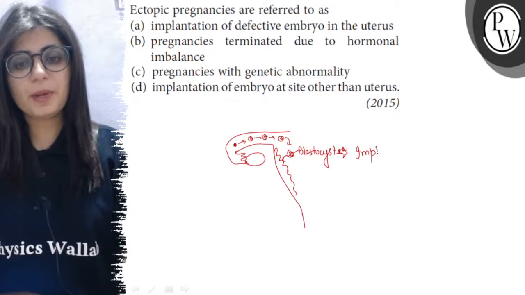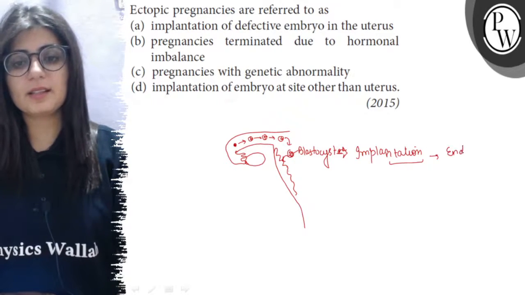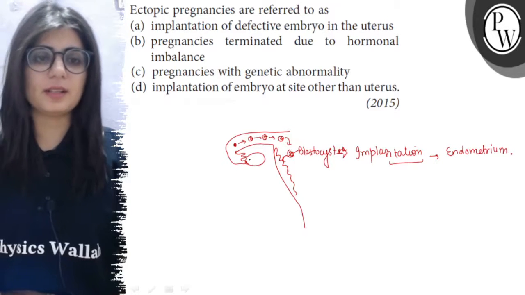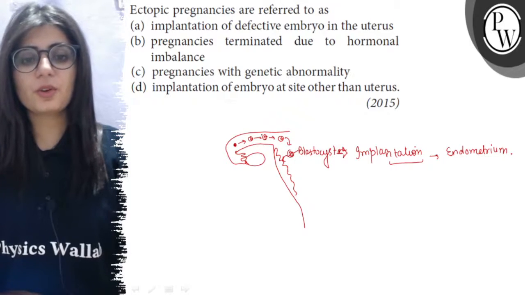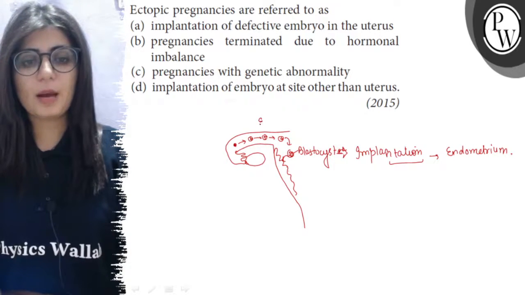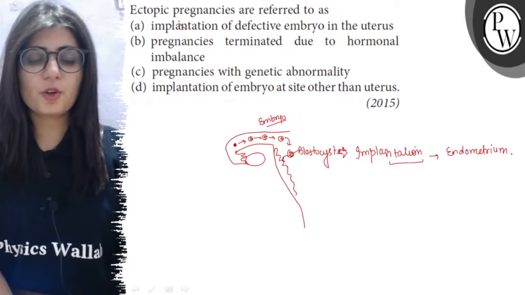So in normal pregnancy, what happens? The implantation occurs in the innermost lining of uterus, and that is called the endometrium. So this is the case of normal pregnancy. So what is ectopic pregnancy? Now if this blastocyst or this embryo gets attached at a wrong site, means if it is attached to a place other than uterus, so that is called the ectopic pregnancy.